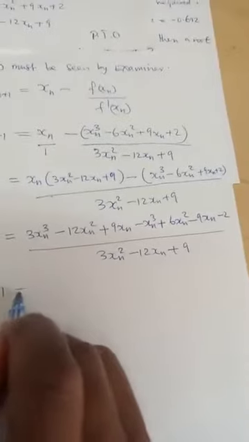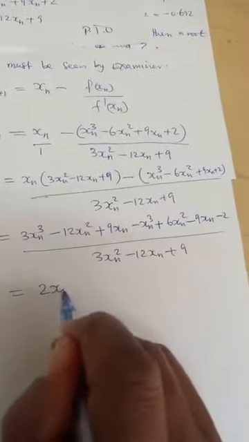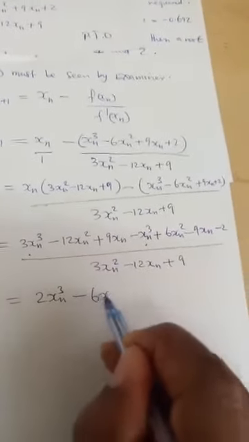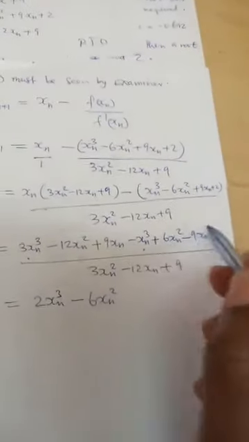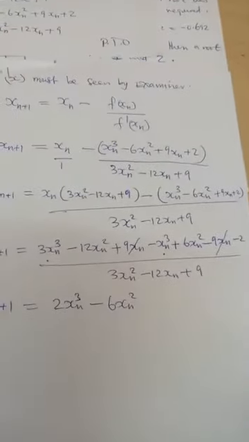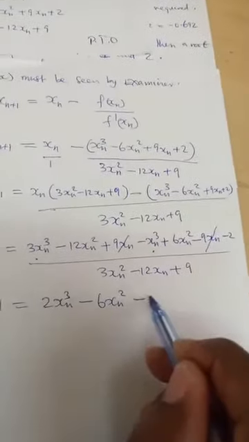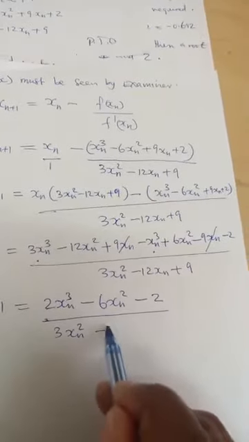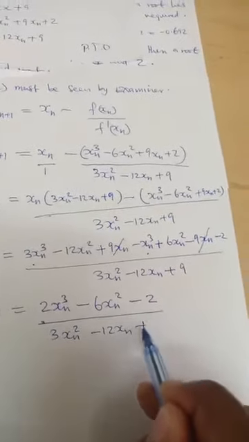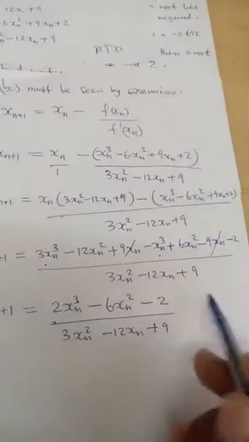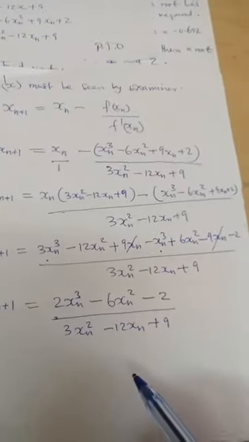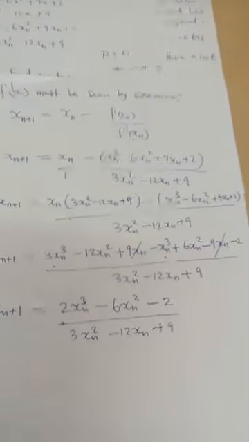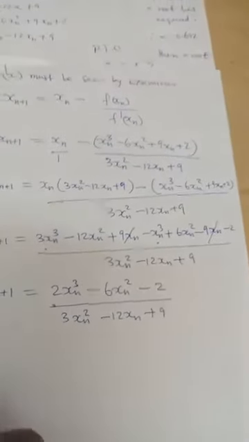Xn plus 1 will give us 2xn cubed, this and this. It will give us minus 6xn squared. The 9xn will go, and then the 2 will be there. Everything over 3xn squared minus 12xn plus 9. If you look at what we have, it is exactly what they asked us to show. The only requirement is to simplify.